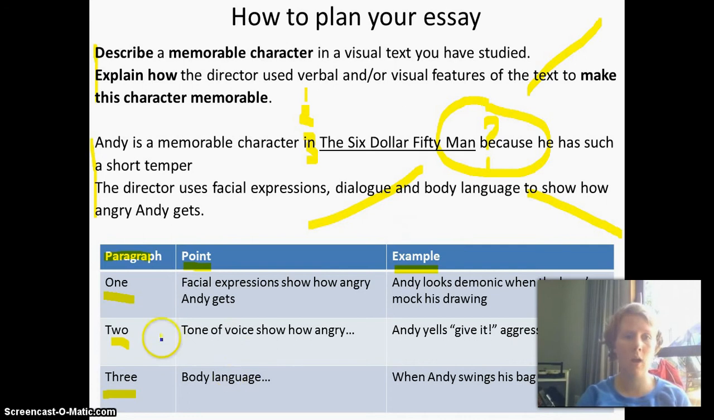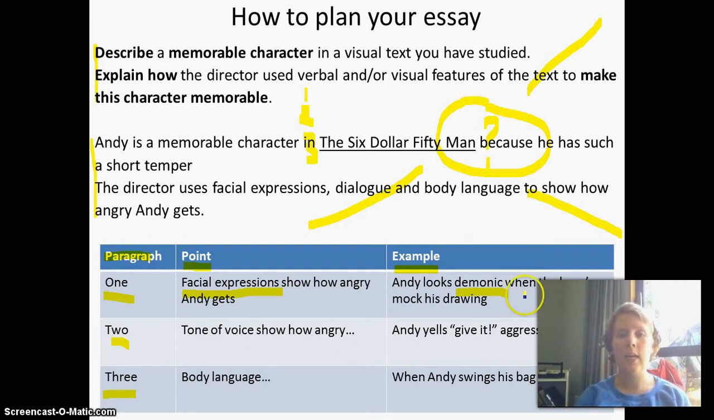Right, so we're going to have a look at what I've done here for this plan. Remember, we're talking about Andy being a memorable character. My first point is facial expressions show how angry Andy gets. This is a simplistic essay, we're only talking up to year 11, so each point is basically going to be that Andy gets angry. Then you need to work out what exactly is the technique that shows that. So facial expressions show how angry Andy gets. And then I said Andy looks demonic when the boys mock his drawing. That's the first time that they bully him. They pick up the drawing and they start mocking it, and his face looks so angry.